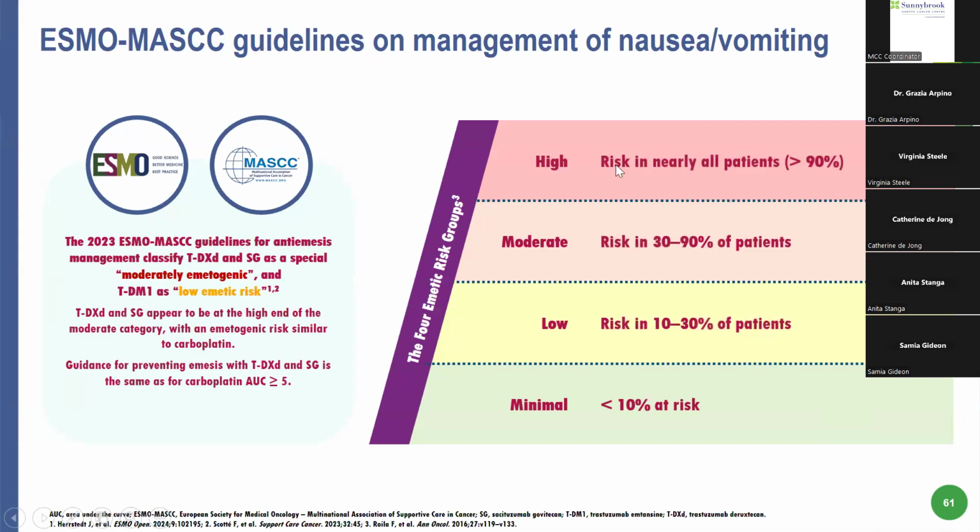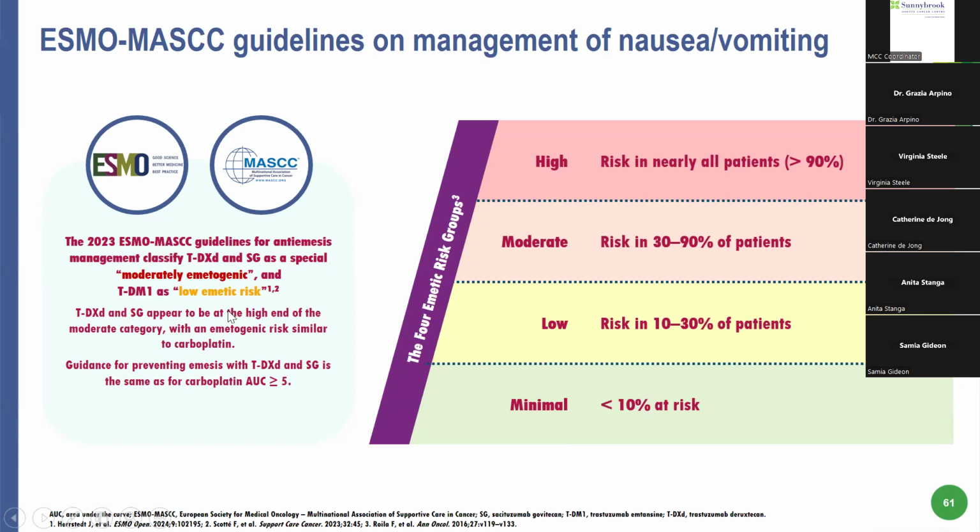This is how moderate, low, or high emetogenic are defined. High emetogenic, for ESMO and MASCC, is a risk in nearly all patients, so more than 90% of patients, moderate is 30 to 90%, and low is 10 to 30%. And there is a caveat in the ESMO guidelines, where they do consider these drugs, sacituzumab govitecan and trastuzumab deruxtecan, moderately emetogenic.